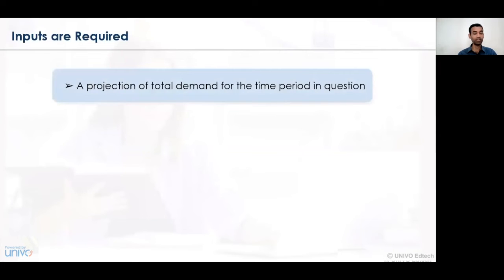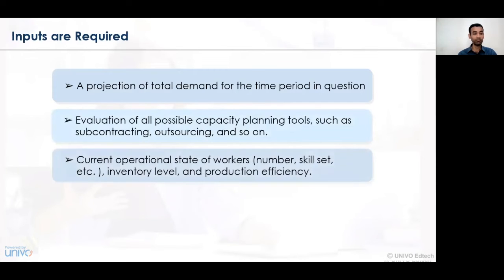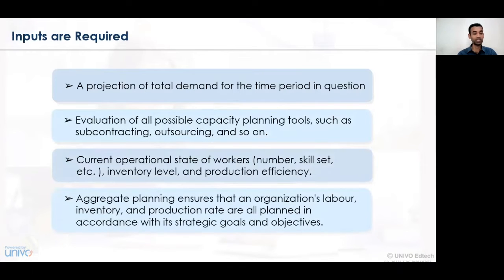Now let's understand what the various inputs are that are required for aggregate planning in goods and services. A projection of total demand for the time period. When we say that a projection activity needs to be undertaken, aggregate planning requires the projection of the demand for a certain product. So within a specified time period, what will be the demand for a certain product, whether the demand will be met or not met, and what should be the availability of material for fulfilling that demand.